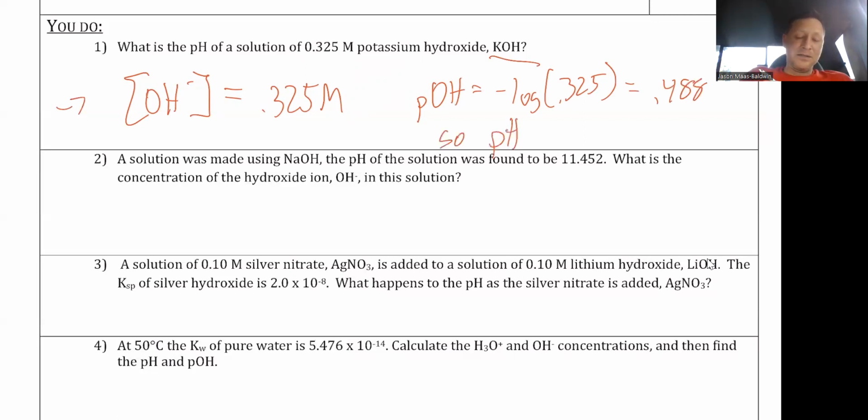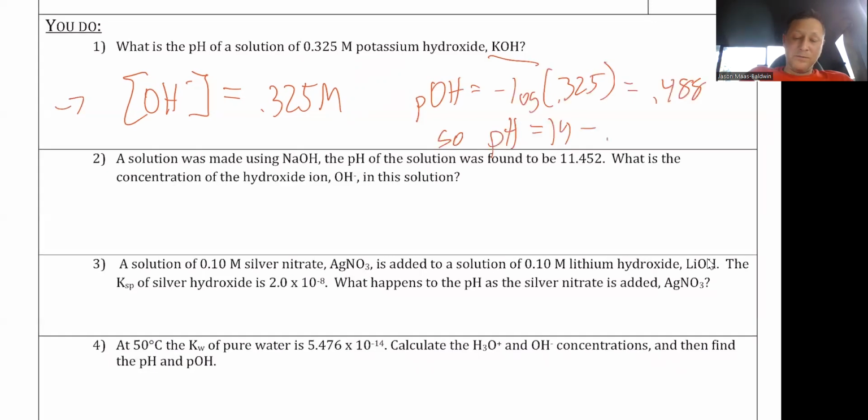And the pH thus is just 14 minus 0.488, which is equal to 13.512. Keep in mind, I kept my 3 sig figs because it's only the numbers past the decimal point.